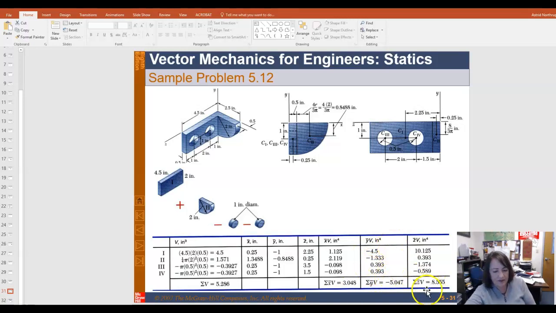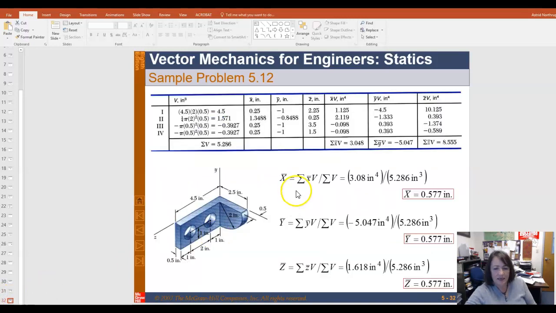So we add everything together to get our summation of volumes, our summation of x-bar volume, summation of y-bar volume, summation of z-bar volume, and then of course we can divide the x-bar volume by the volume and come up with the value of x-bar, y-bar, and z-bar. So we locate x-bar at 0.577 inches, so it's just out this way. We locate y-bar as actually a positive number, and z-bar is also a positive number. So that's just an interesting result.